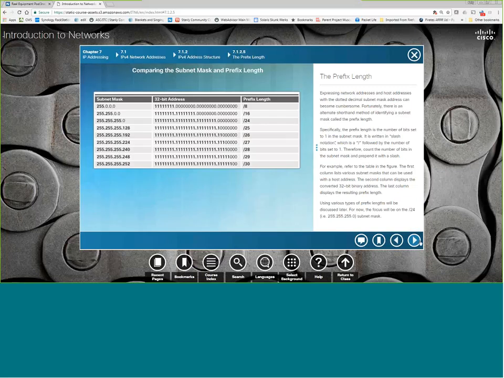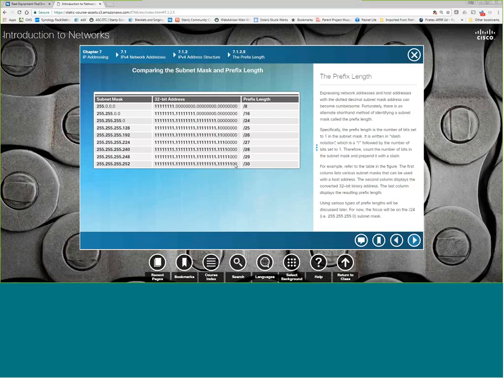All right. So here's prefix length, again, the number of ones in your mask. You see /8 through /30. One of the things you will learn as far as networks is that you've always got to leave at least 2 host bits, because 1 bit is going to be the network ID, and 1 bit's going to be the broadcast ID.